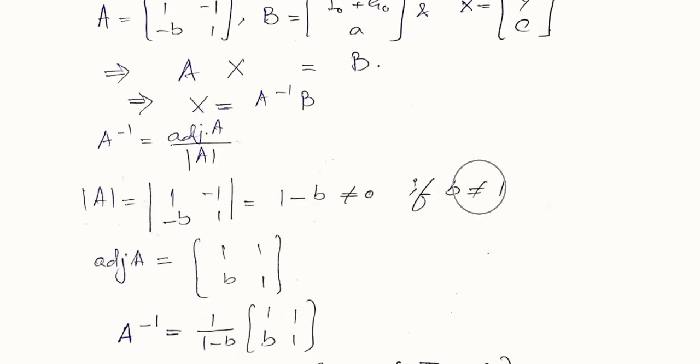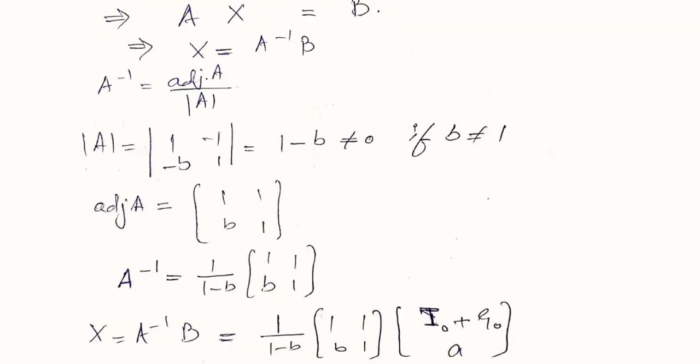So if it is less than 1, then definitely it's not equal to 1, which guarantees that 1 minus b is also not equal to 0, because it will be something like 1 minus 0.6, so that will be equal to 0.4, and that will not be equal to 0.